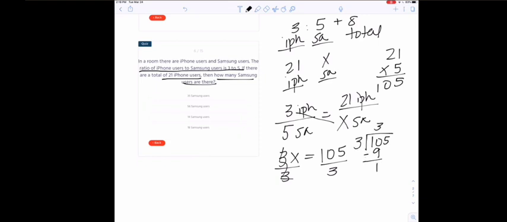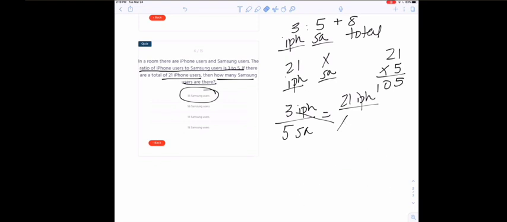3 goes into 10 3 times. 3 times 3 is 9. 10 minus 9 is 1. I bring down the 5. 3 goes into 15 5 times. 3 times 5 is 15. 15 minus 15 is 0. X equals 35 Samsung users. Okay, I hope you got it right when you gave it a try. If you did, when you're ready, I'm going to move on to number 7.